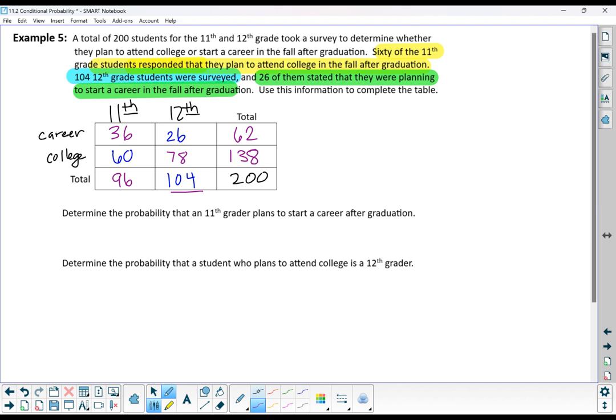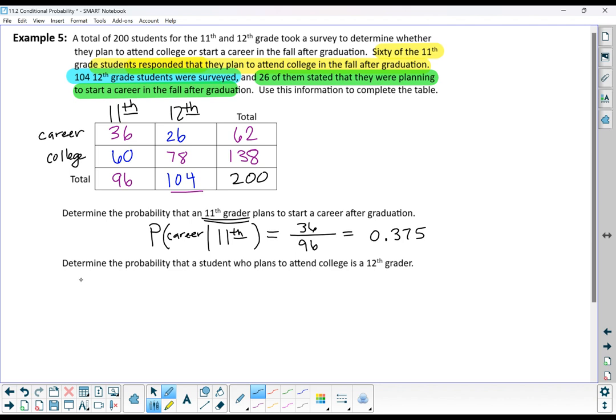Okay, we have two final probabilities to calculate. Determine the probability that an 11th grader plans to start a career. So we're thinking about 11th graders here. That's our given condition. So we're trying to find the probability of a career given 11th grade. So this is going to be out of our 96 11th grade students, and there are 36 of them who plan to start a career. So that is 37.5% or 0.375.